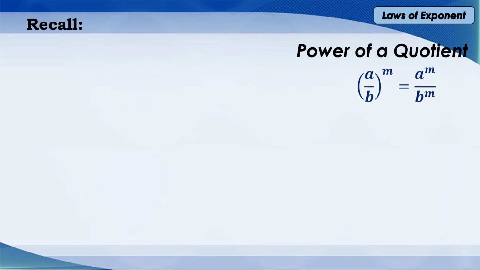Yeah. Next, we have power of a quotient. This is another law of exponent. Power of a quotient. Kung meron tayong power of a product, meron tayong power of a quotient. Yan, we have a over b raised to m. Yung m, i-distribute din natin dun sa ating isa. Distribute dito, distribute sa b.